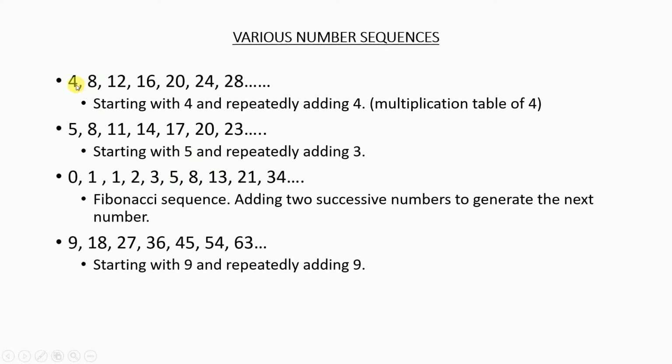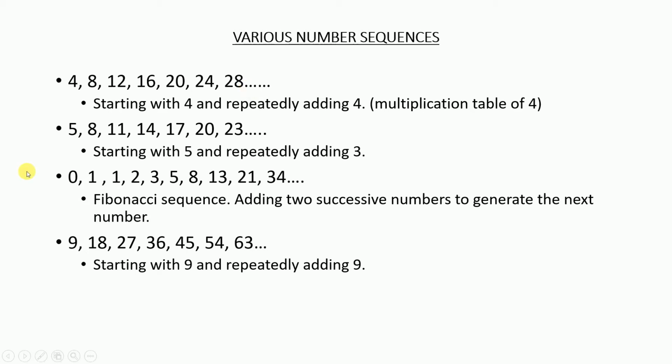In this first sequence I am starting with 4, because in every number sequence we should know the starting number and we should also know which number we are repeatedly adding. So here we are starting with 4 and I am repeatedly adding number 4. So 4 plus 4 equal to 8, 8 plus 4 equal to 12, then it goes on like that. This number sequence also represents the multiplication table for the number 4.